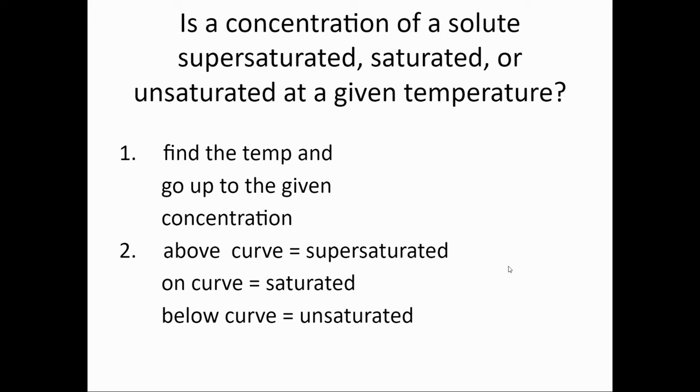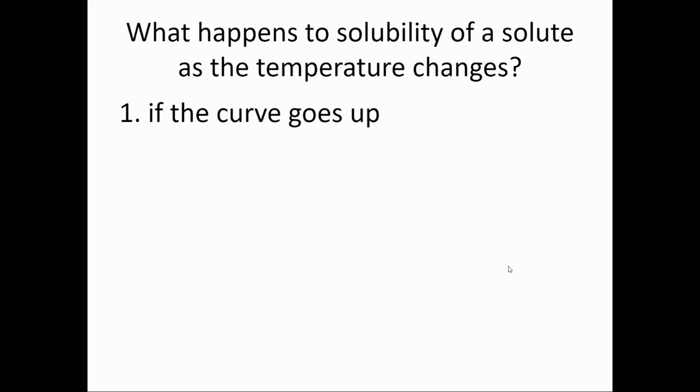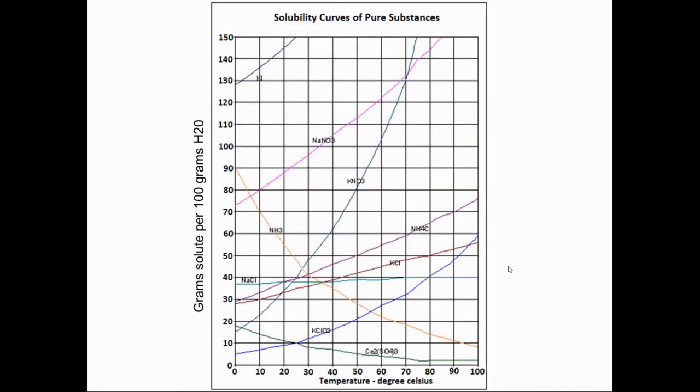So let me go back to this chart here, okay? Let's just say we go NaNO3, okay? And we're tracking this curve. Any point above the curve is going to be supersaturated. Any point below the curve is going to be unsaturated, and any point on the curve is going to be saturated, okay?